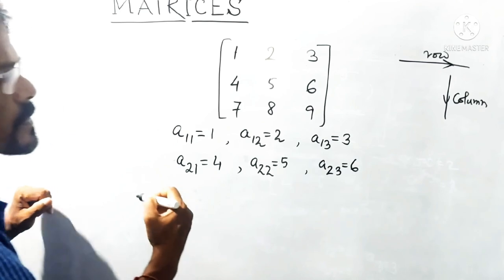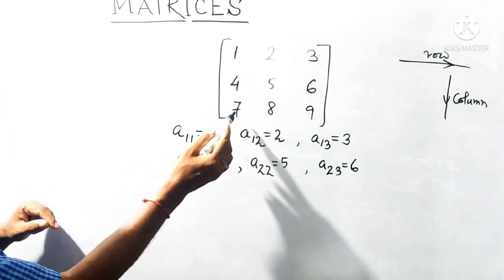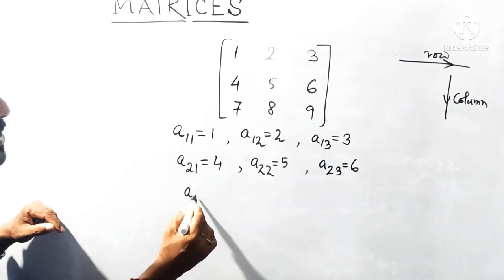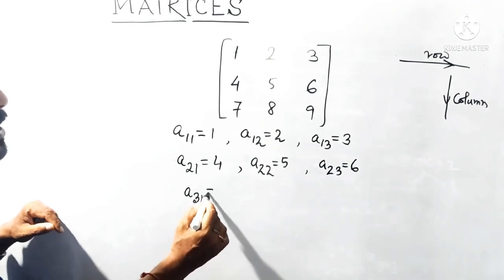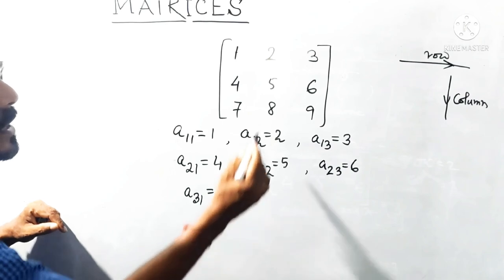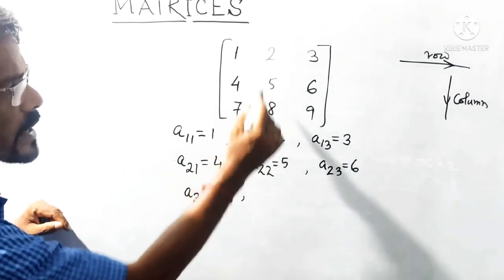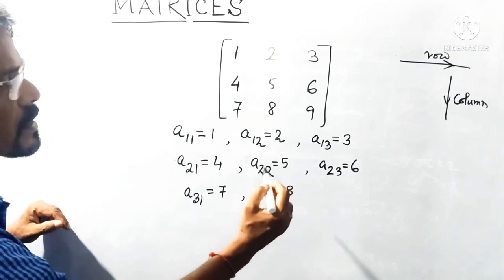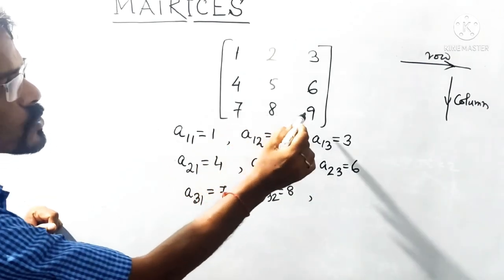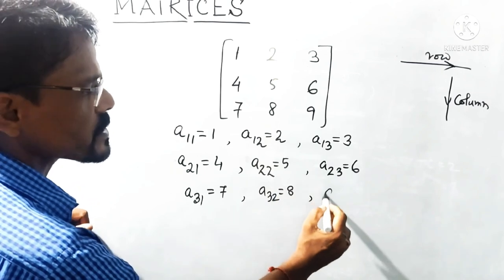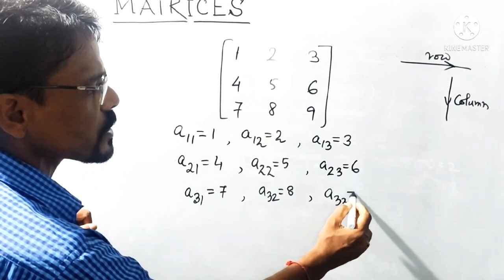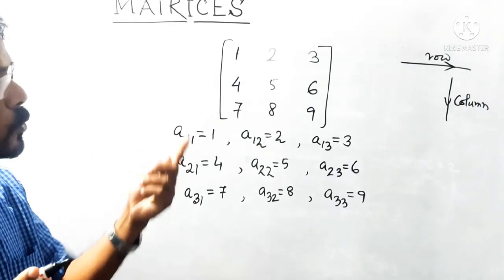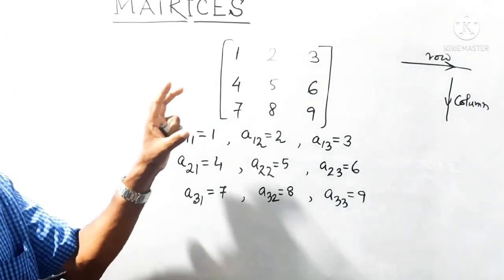Like that, 7. 7 is in the third row but first column. That's why its position is written as A31 equal to 7. 8 is in the third row and second column. That's why it is A32 equal to 8. And 9 is in the third row and third column, that's why it is written as A33 equal to 9. So in that way, we denote the position of the elements of a matrix.